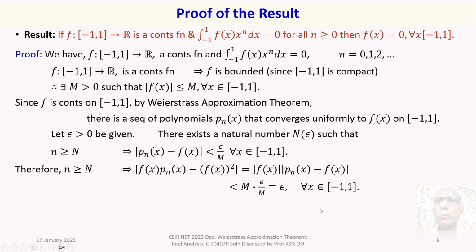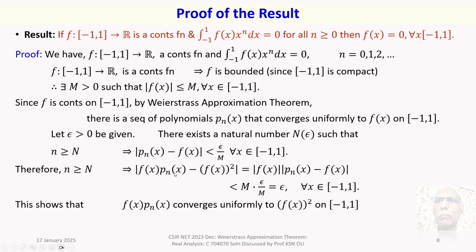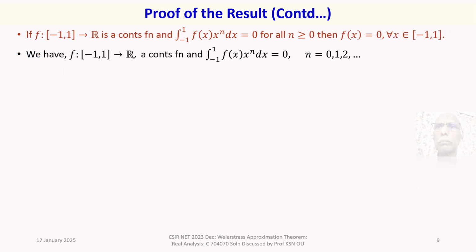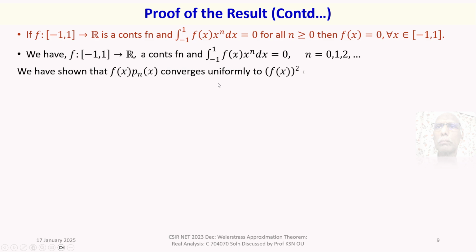Now this tells you f(x) into p_n(x), the sequence, converges uniformly to f(x) squared on minus 1 to plus 1. Yes. We continue in the next slide. We have seen f(x) into p_n(x) converges uniformly to f(x) squared on minus 1 to plus 1.